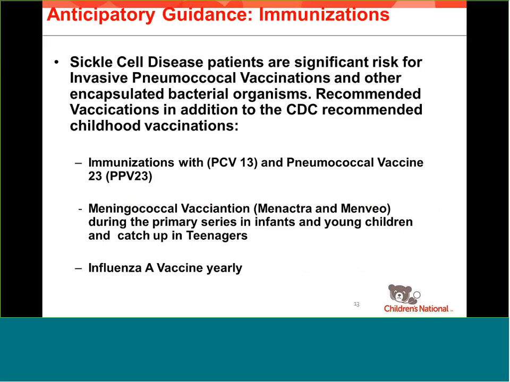Immunizations, I just want to highlight this because this is very important. I mentioned it earlier. I just want to highlight the fact that sickle cell patients are at risk for invasive pneumococcal disease. So you have two schedules. You have PCV13, Prevnar 13, which is given in the primary series in the first year of life, first 5 years of life, and then you have catch-up PCV13, which we recommend in adolescents and adult patients, and then we have the pneumococcal vaccine. Meningococcal vaccine, Menactra and Menveo, is also something that's changed since Menveo is now part of the primary series of infants and young children.